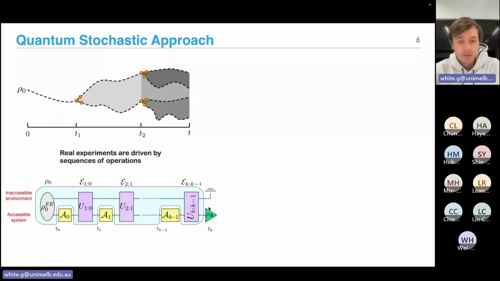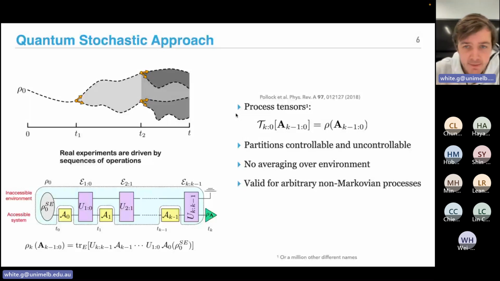And you can determine what the state of the system is conditioned on these, an object known as a process tensor. So the opaque definition of a process tensor is that it's a multilinear mapping taking in sequences of operations at different times and outputting a final state which is conditioned on those control operations. But really, you might imagine that it represents everything about the uncontrollable system environment dynamic.